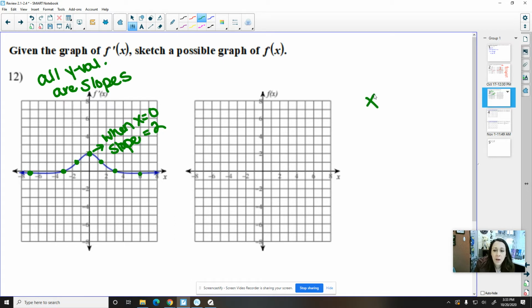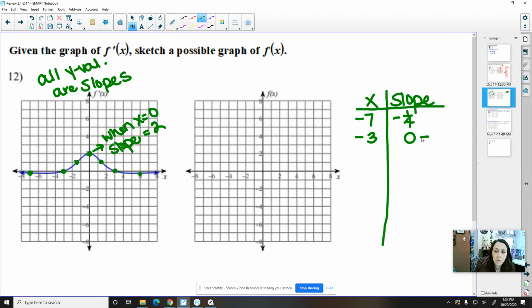Okay, so I'm going to make a table again. But this time I'm going to do an x-slope table like before to write down these values. So remember, the y value on this graph represents the slope. So when x is -7, the slope is about -1/4. That's the y value there. When x is -3, the slope, the y value, is 0. Okay, so remember, when the slope is 0, this is like a min or max.